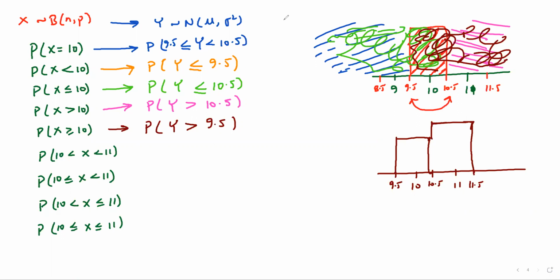Now please tell me, how should I write this? Yeah, please, it's your turn to tell me. It should be between what? Yes, hurry up. 9.5 and 11.5. It should be, if it is between 10 and 11. I think I should have a better example here.